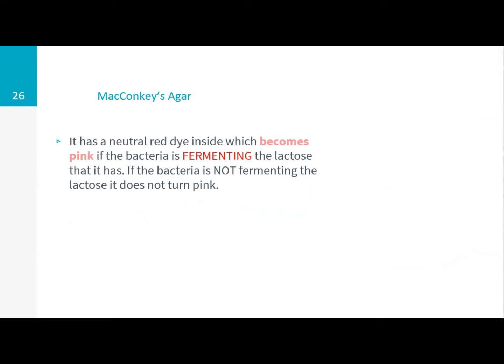The thing as well with the MacConkey's agar is that it allows you to see if the gram-negative bacteria is fermenting the lactose, all right? So the media would have that lactose in it. If it's a lactose fermenting organism, you will get a particular color. It will become pink. But if not, you will have just a yellowish color, and that would indicate that the organism is not fermenting the lactose.